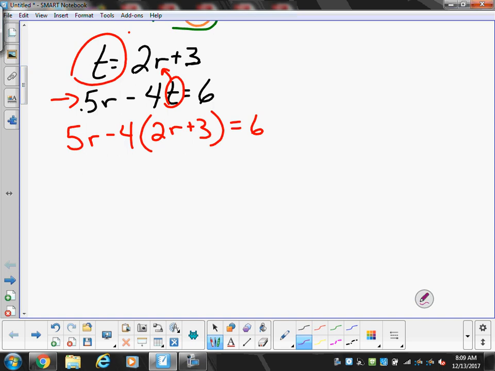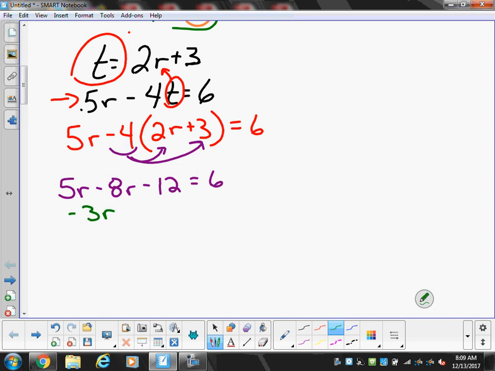Next step is to get rid of the parentheses. So we're going to take that negative 4 and distribute it to the 2r and to the 3. So I'm going to bring down my 5r. Negative 4 times 2r is negative 8r. Negative 4 times 3 is a negative 12. And just bring down my equals 6. Next step is we can combine like terms. Negative 5r minus 8r is negative 3r. Bring down the minus 12 equals 6.